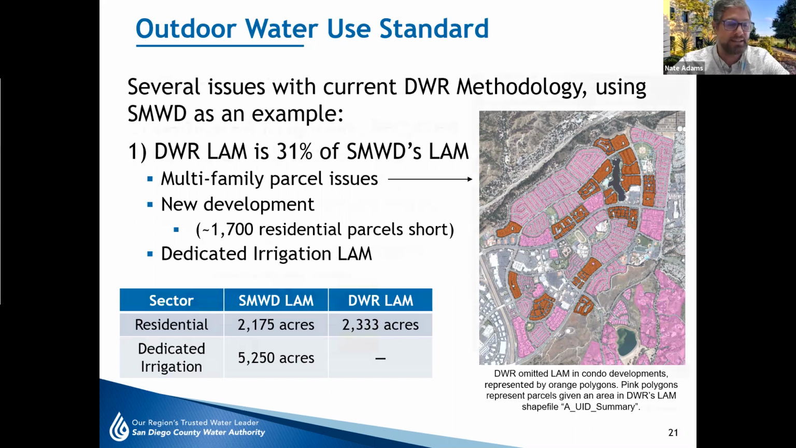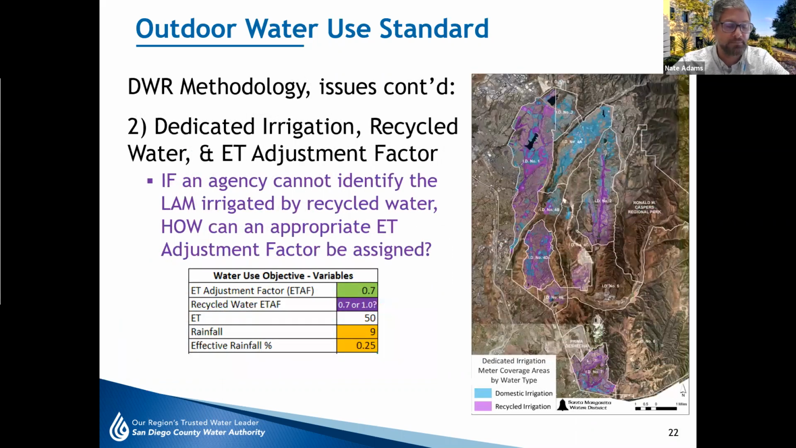I want to really flag dedicated irrigation. It's an important issue for multiple reasons. Again, DWR has not determined what a utility's landscape area is for its dedicated irrigation meters. And to their credit, how could they, right? They don't know what is being watered.